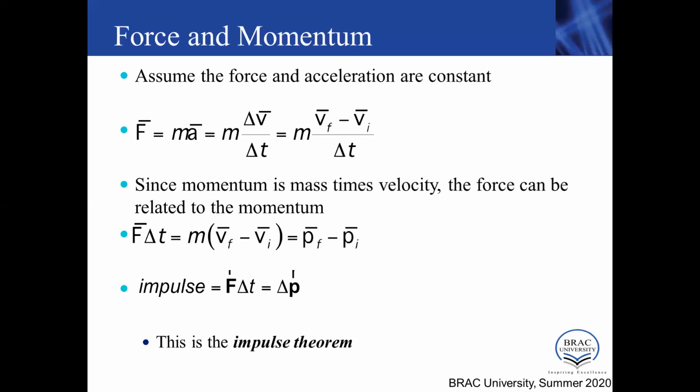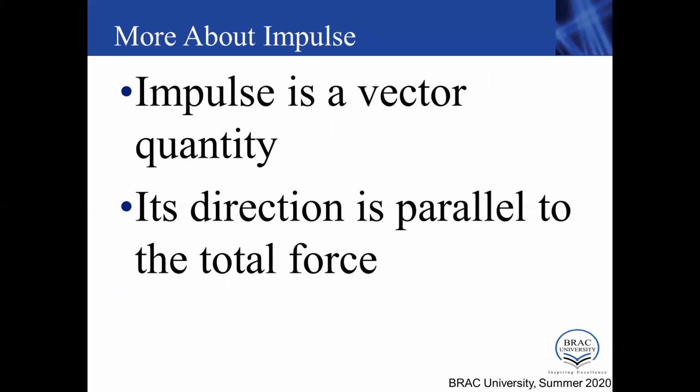Force times time interval is basically called the impulse, and it equals the change in momentum. So impulse is equal to force times the time interval, which is equal to the change in momentum. This is the impulse theorem. From this we can say that impulse is a vector quantity, and its direction is parallel to the total force.